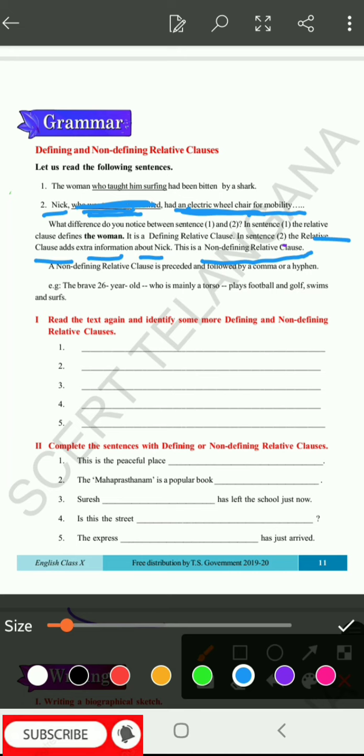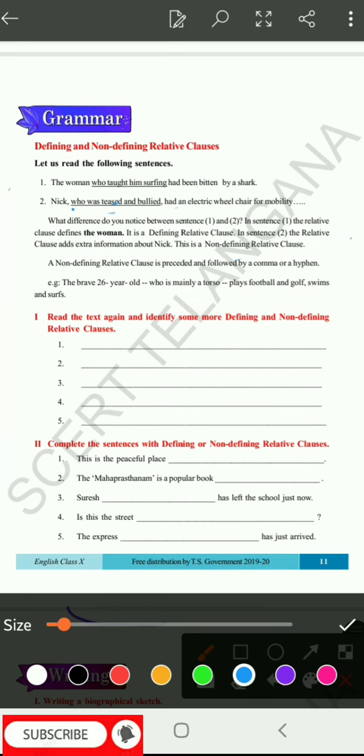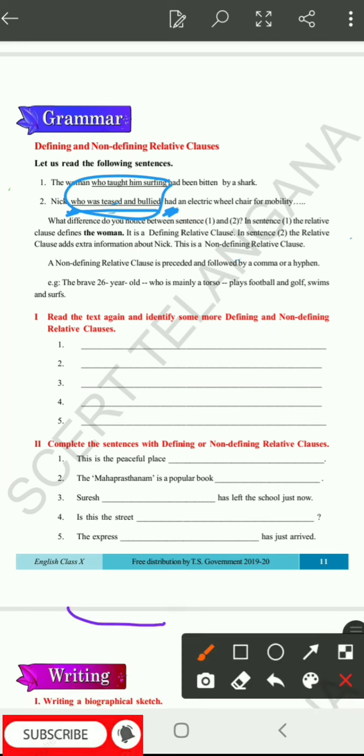As you can observe here, who was teased and bullied is separated by commas. That is, we will have a comma after the noun, and after the optional part of the sentence we will have a comma. Then that is called a non-defining relative clause. So these were some of the properties of defining and non-defining relative clauses. Now let us see some examples.